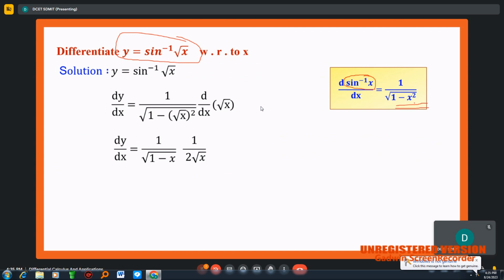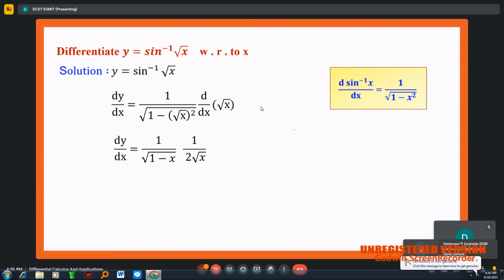Now in the place of x, what we have to replace here? Root x. That is 1 divided by square root of 1 minus root x whole square, into the differentiation of root x, that is d by dx of root x. Already I told that the differentiation of root x is nothing but 1 divided by 2 root x. Now, see here, root x whole square means square root and square cancel. What is the left term here? 1 divided by square root of 1 minus x into 1 by 2 root x. Therefore, this is the required solution.